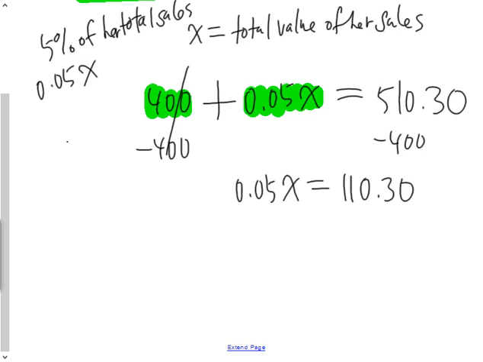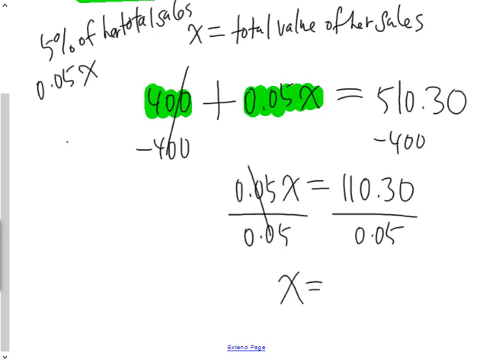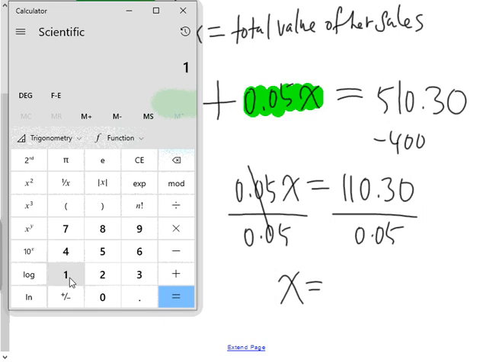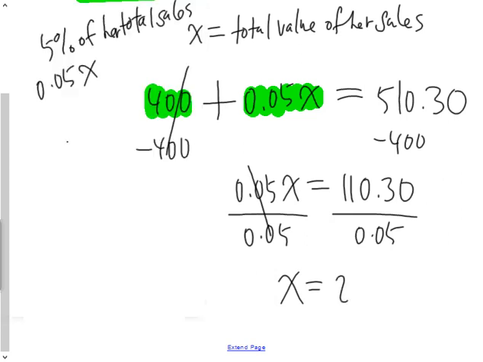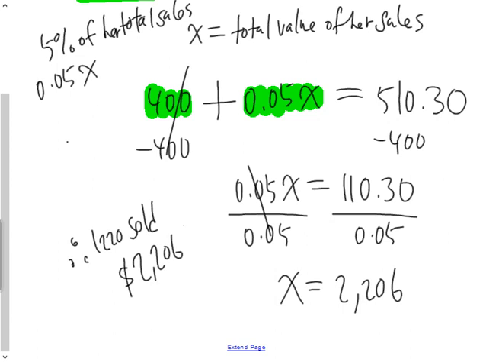And 5% of what number? If I divide both sides by 0.05, that means the amount of product she sold would have been 110.30 divided by 0.05. That means she sold, therefore, Izzy sold $2,206 that week.